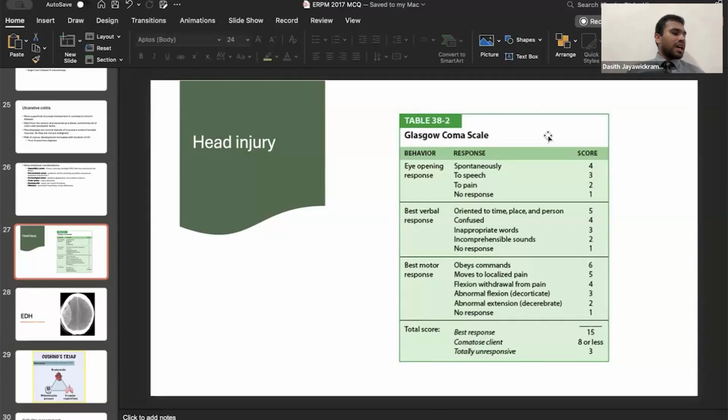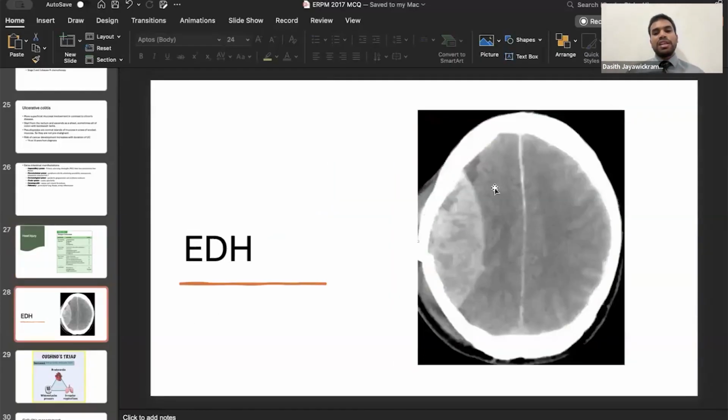So biconvex is characteristic for EDH. Yes, as I said, this is the biconvex lens-like appearance of a hyperdense mass. In SDH, it will be crescentic, like the Pakistan flag, like a crescent, like a half crescent moon.